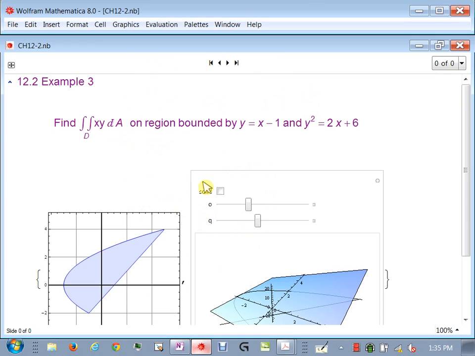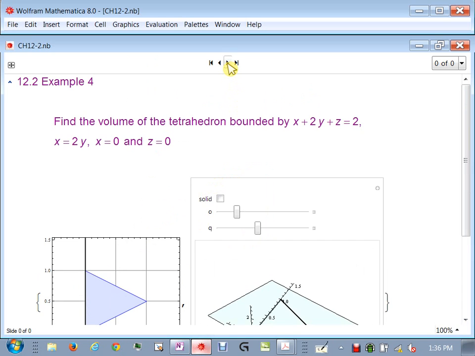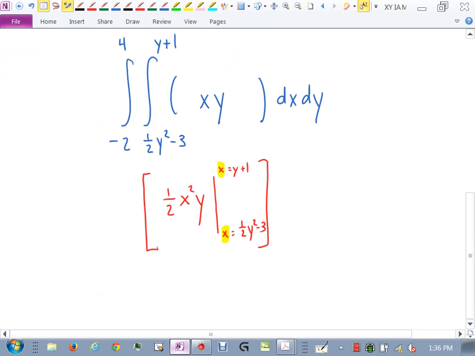All right, next thing. Find the volume of the tetrahedron bounded by these planes. Let's take a look at this. This one's somewhat interesting. So all I give you is this set of equations here. Find the volume of the tetrahedron bounded by these.